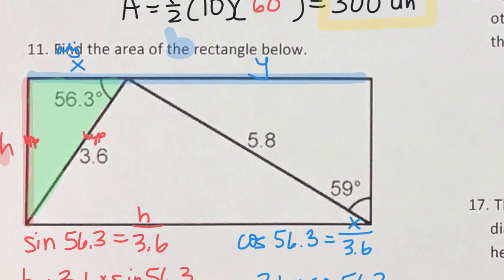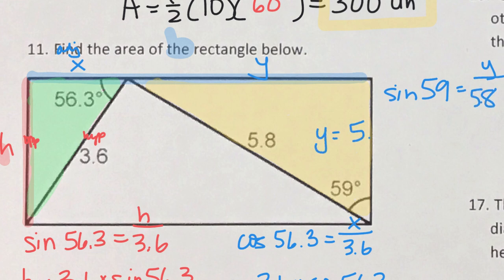And then similarly over here for your other right triangle, let's color it yellow. So here's our yellow right triangle with an angle of 59 degrees. So 5.8 looks like it's the hypotenuse, and Y looks like it's the opposite side. So that's making me think we're going to have a sine value. The sine of 59 equals Y over 5.8. So once again, we're going to multiply in your calculator: 5.8 times the sine of 59.